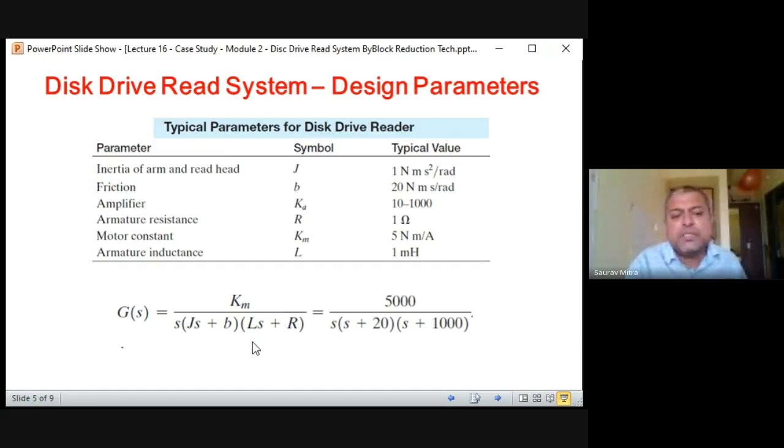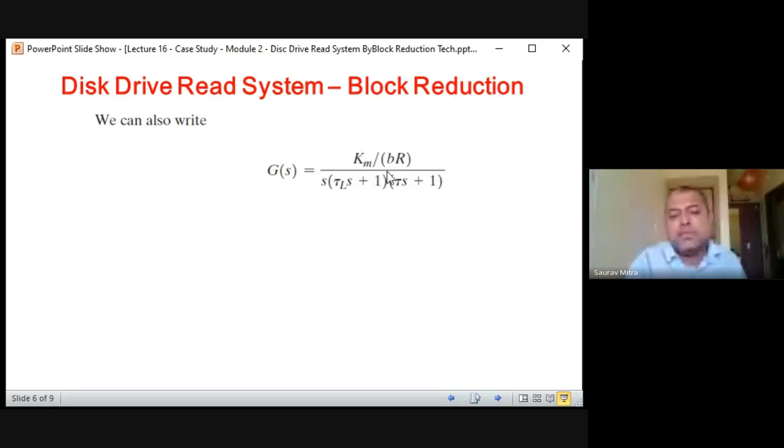So take this R outside, so this becomes L by R. Okay, so L by R is a time constant. Take this B outside, and this becomes Js by B plus 1. Okay, so J by B is also another time constant. So this is actually the time constant form. So this is Km by Br.